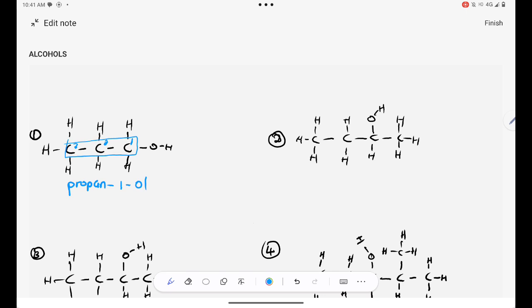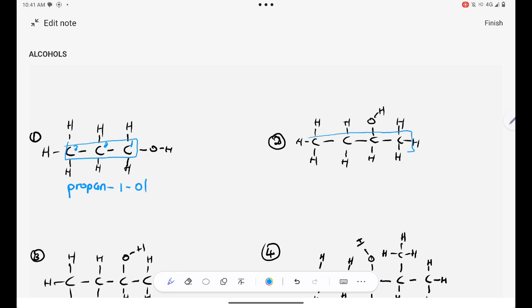Okay, the second one, that's my parent chain over there. I must number my carbons from the terminal which is closer to the functional group. Are you together? In this case, my functional group is the OH ion. So this will be carbon number 1, carbon 2, 3, and 4. Since I have 4 carbons on my parent chain, my prefix will simply be butane. And then my OH ion is at carbon number 2, so this will be 2-ol.